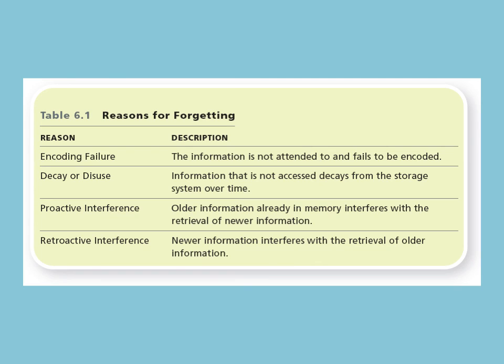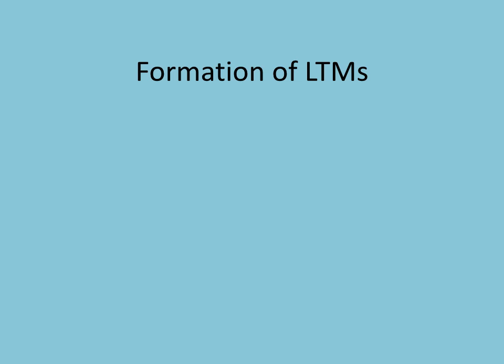Okay. Now, reasons for forgetting: encoding failure, decay, proactive interference, and retroactive interference are a huge component. Please make sure that you get those, because there's a bunch of questions on them.